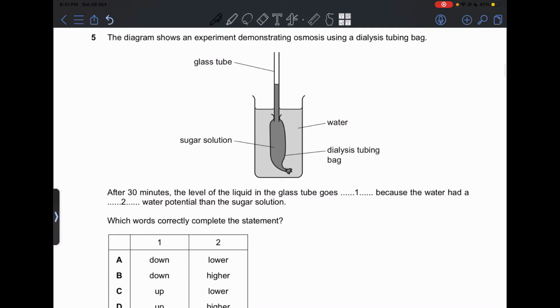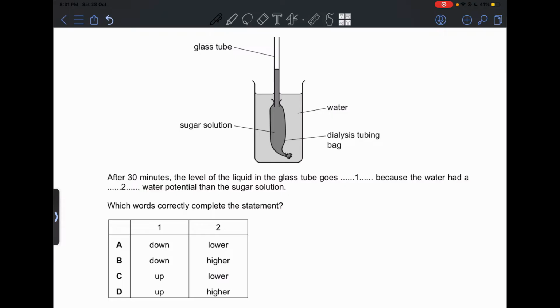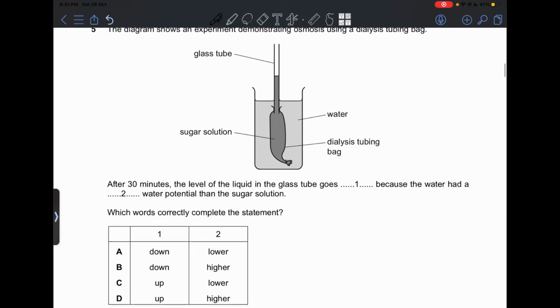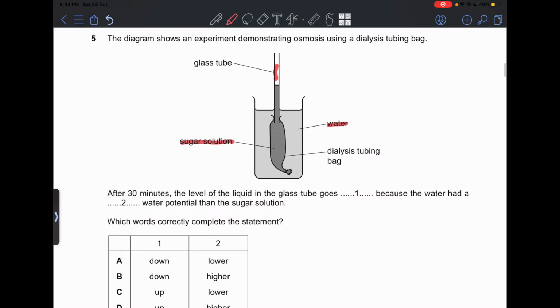Number 5, the diagram shows an experiment demonstrating osmosis using a dialysis tubing bag. After 30 minutes, the level of the liquid in the glass tube goes blank, because the water had blank water potential than the sugar solution. So this is an osmosis question. The water is actually the high water potential over here, and the sugar solution is our low water potential. So we know that osmosis moves from high water potential to low water potential, and this is the glass tube where the water level will increase or decrease according to the question.